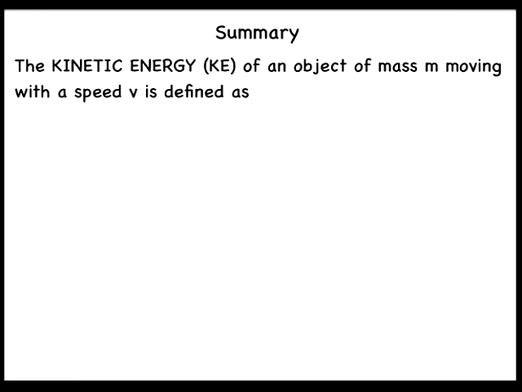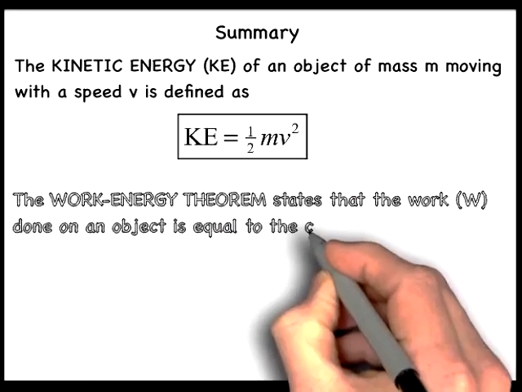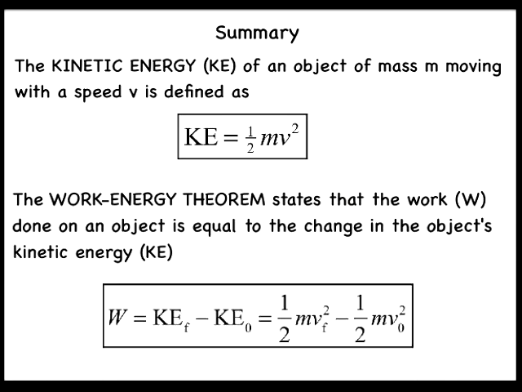In summary, the kinetic energy is defined as KE equals 1/2 mv squared. The work energy theorem states that when a net external force acts on an object, the kinetic energy changes from its initial value of KE0 to its final value of KE final, the difference between the two values being the work. Mathematically, we express this as the work equals KE final minus KE0, which equals 1/2 mv final squared minus 1/2 mv0 squared.